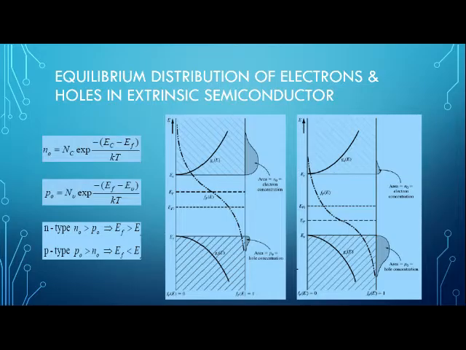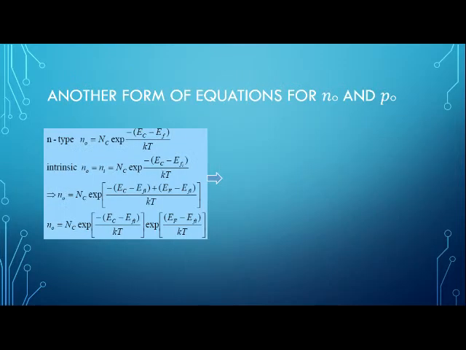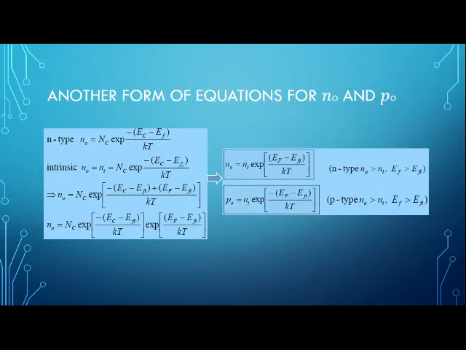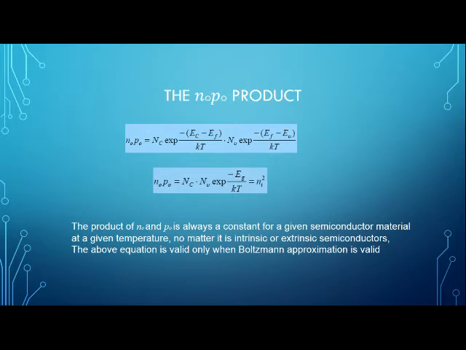Electrons and holes in extrinsic semiconductors. The graph shows that the conduction band has large electrons for n-type semiconductors and the valence band has large holes for p-type semiconductors. n naught and p naught are given by n naught equals ni exponential of (EF minus EFi) over kT, and p naught equals ni exponential of minus (EF minus EFi) over kT. The product n naught p naught is always a constant for a given semiconductor material at a given temperature.